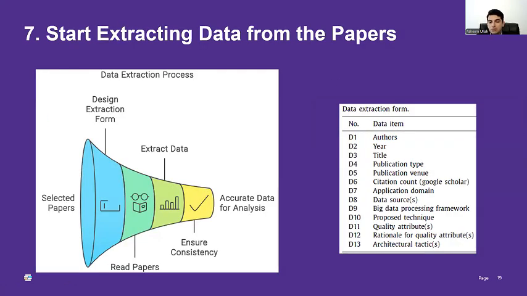Once you select the papers, you need to define a data extraction form. The data extraction form guides you on what you want to extract from the papers. For example, some demographic data like the author, year, and so on, and some very concrete data. In my case, I defined, for example, what technique they have proposed and what quality attributes they have addressed in the paper. So you need to design the data extraction form very carefully. You need to cross-check it, make sure that it is the correct one, and discuss it with your supervisor, because that is the way you will extract data from the papers.